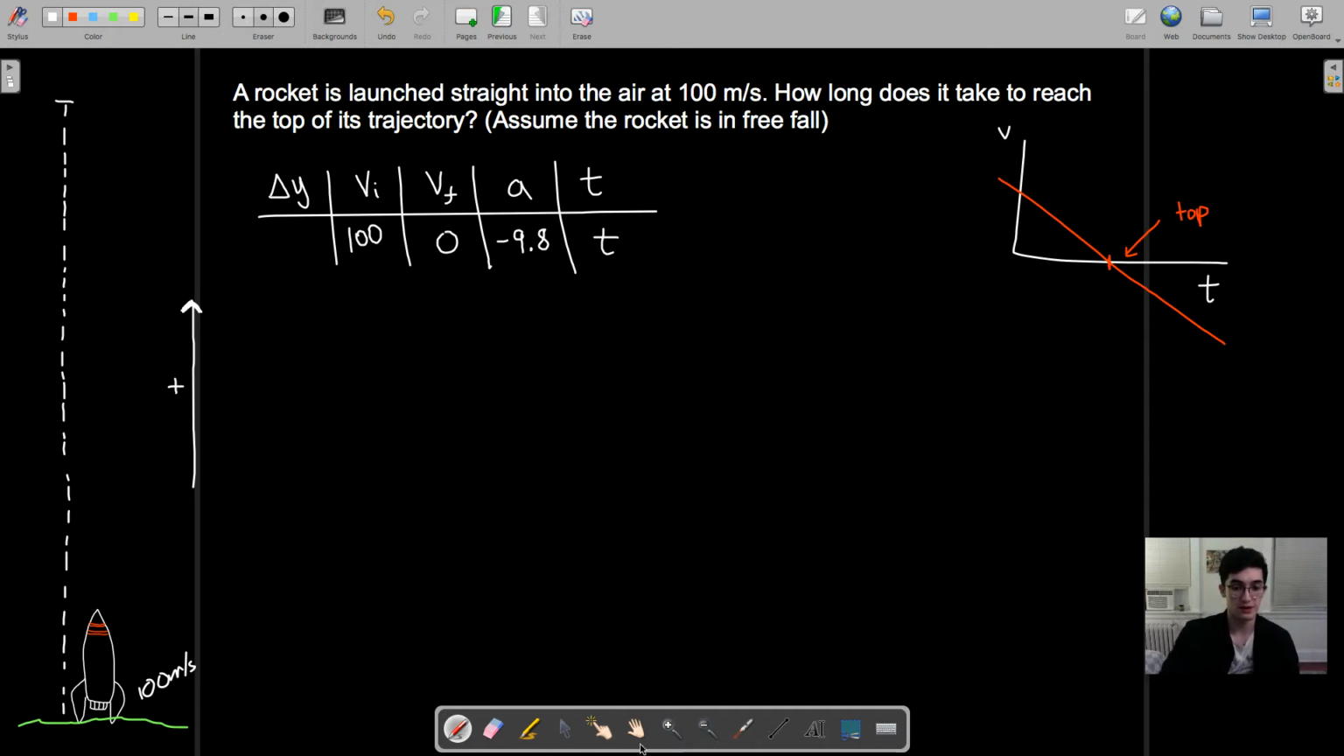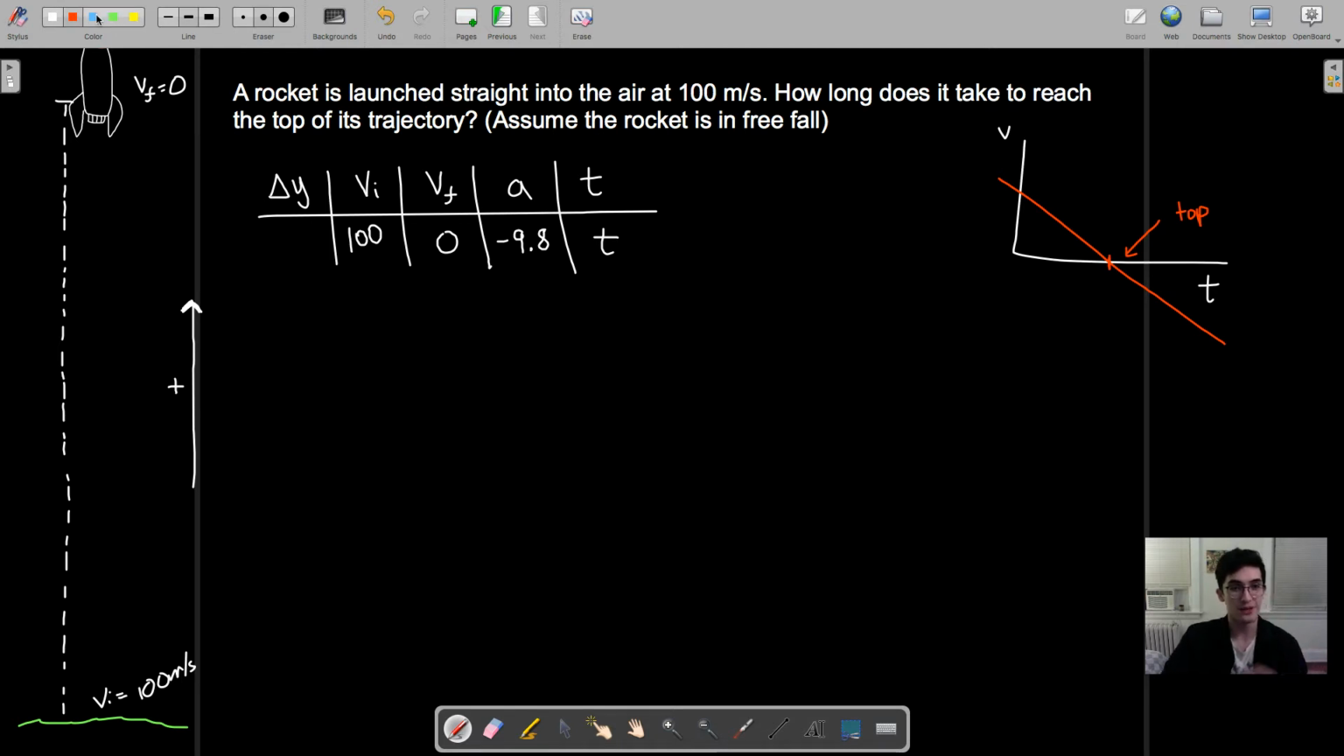So I'm going to go ahead and move my little rocket ship up here. I'm going to say that the final velocity here is 0 before it starts falling back to Earth. Our initial velocity is 100. So with that in mind, it looks like we have enough information to solve our problem. Let's go ahead and do that. So we know we're going to be using an equation that doesn't involve delta y, or displacement.